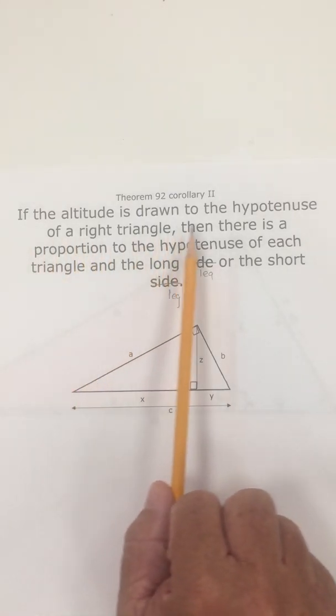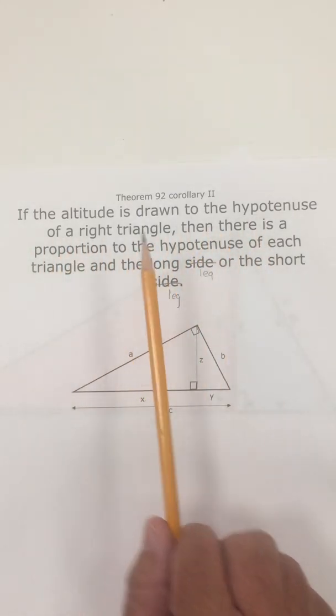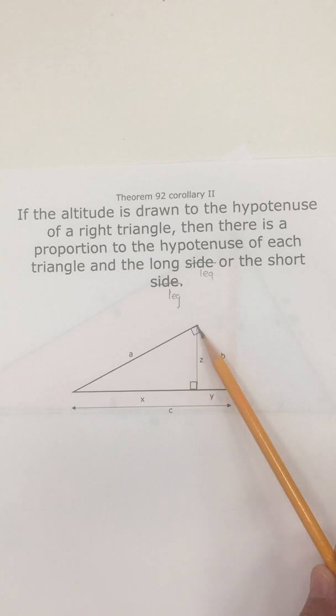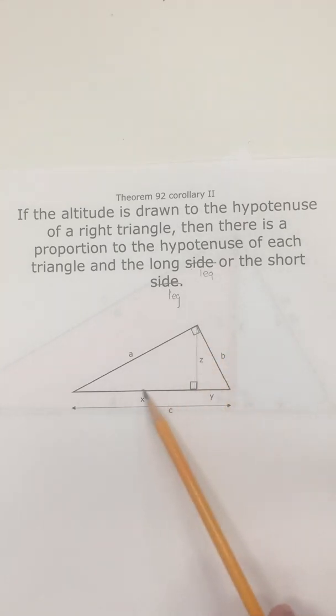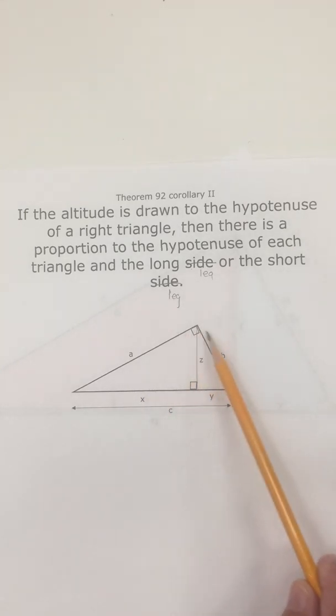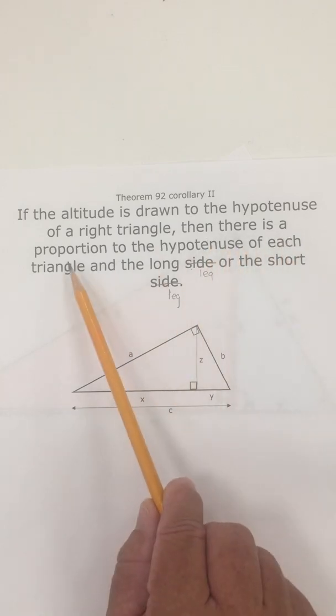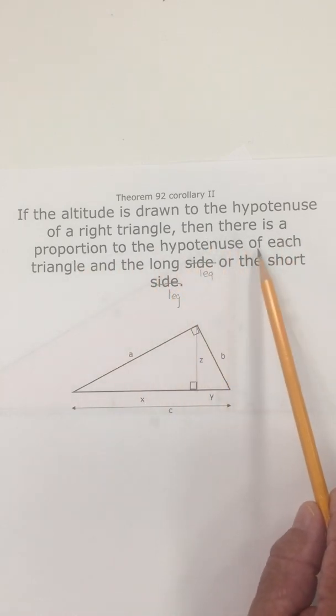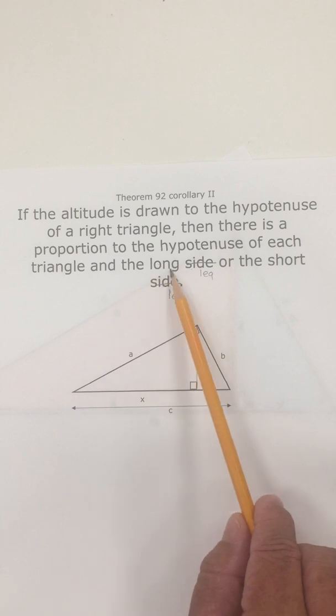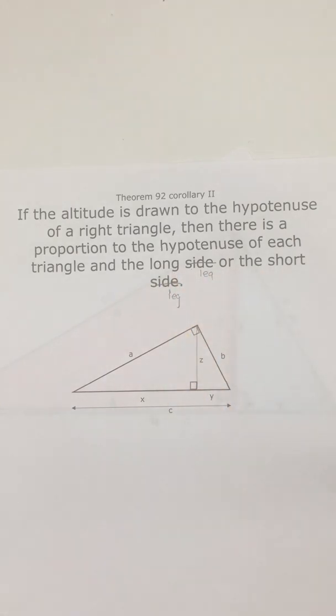So if an altitude is drawn from the hypotenuse to the right angle of a right triangle, now here's our altitude, and here's our hypotenuse through our big triangle, then there is a proportion with the hypotenuse of each triangle and the long leg and the short leg. All right, so when we have two different triangles, there's a correlation or a proportion between the hypotenuses and the long leg, or the hypotenuse and the small leg.